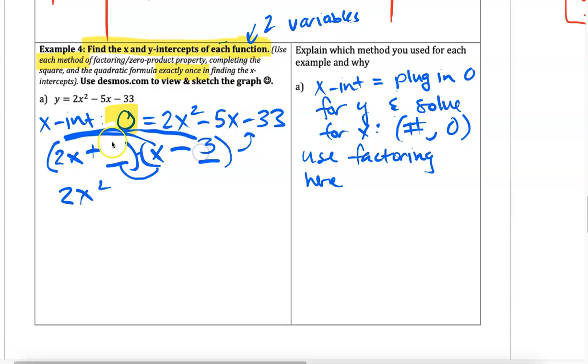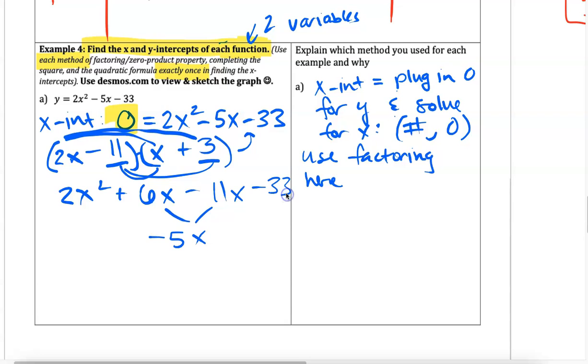So let's scratch that. Let me try flip-flopping these. Let me try putting the 3 here and the 11 there. So now I have 2x squared minus 6x and then plus 11x. That's closer. That adds to 5x. So now I realize all I really need to do now is switch the signs. And then make this one negative and that one positive. So when I FOIL them, I would have positive 6x and negative 11x. That would add to negative 5. And then negative 11 times 3 would give me the negative 33. So I can see that 2x minus 11 times x plus 3 does in fact equal this expression.